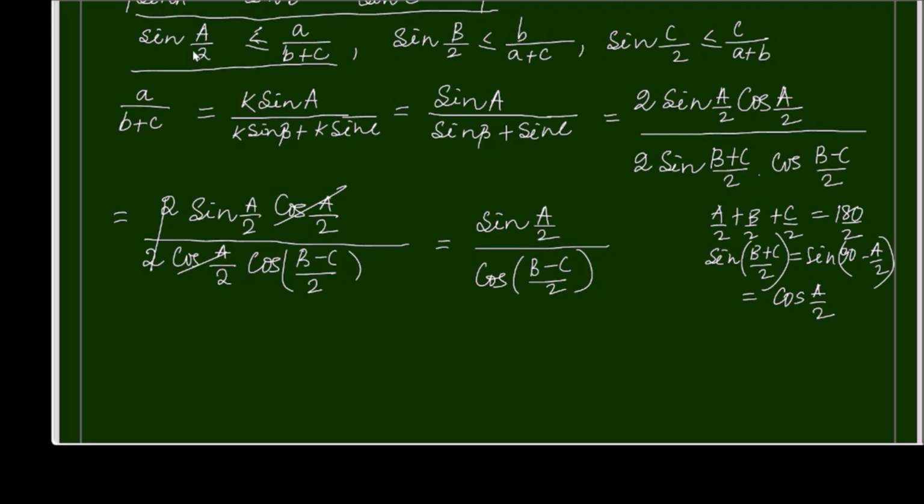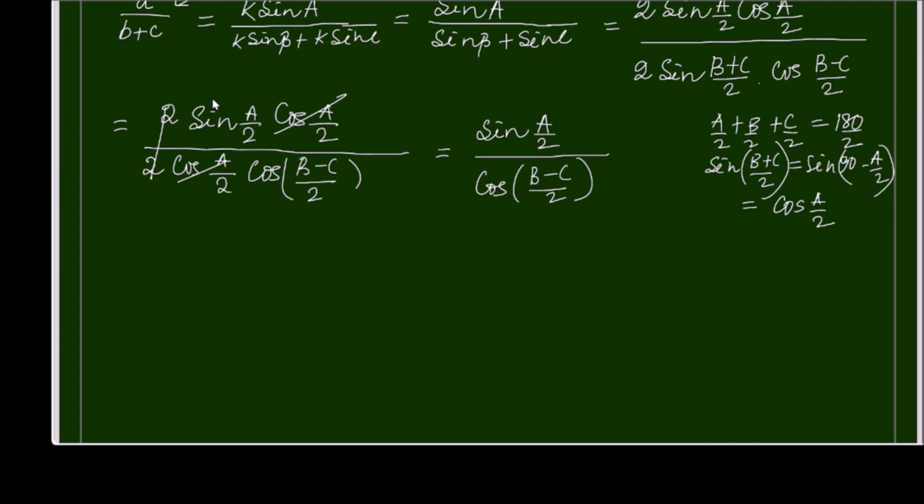So I have to prove that this is greater than or equal to sine A by 2, because I have taken the right hand side and sine A by 2. I'll prove that this ratio is greater than or equal to sine A by 2. That means the denominator should be less than or equal to 1. What is the logic?